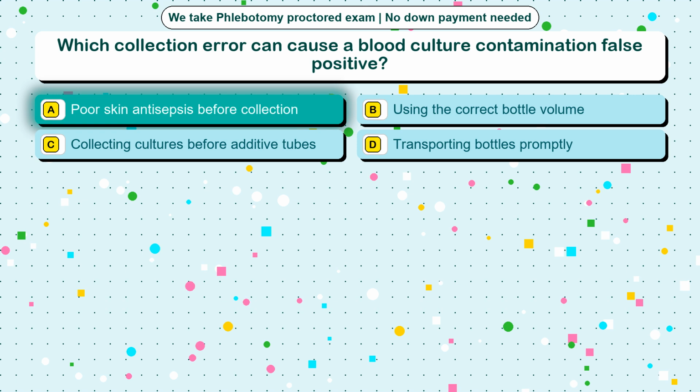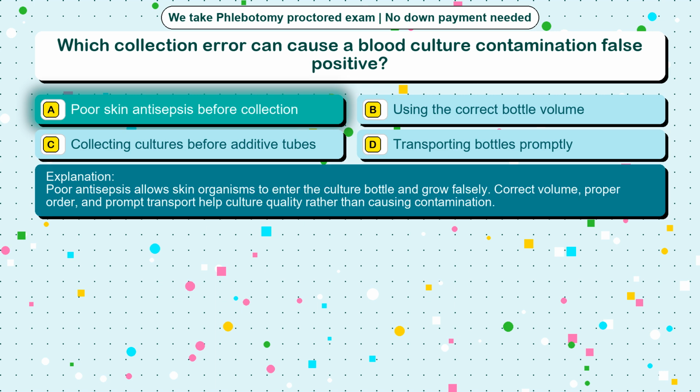The correct answer is option A. Poor skin antisepsis before collection. Poor antisepsis allows skin organisms to enter the culture bottle and grow falsely. Correct volume, proper order, and prompt transport help culture quality rather than causing contamination.